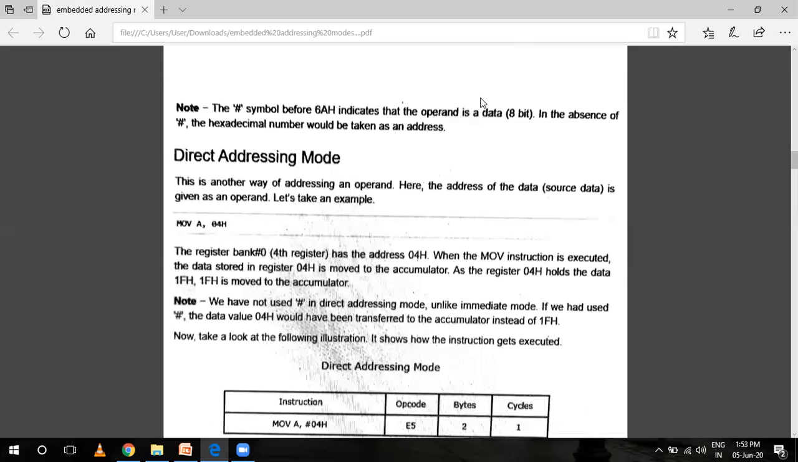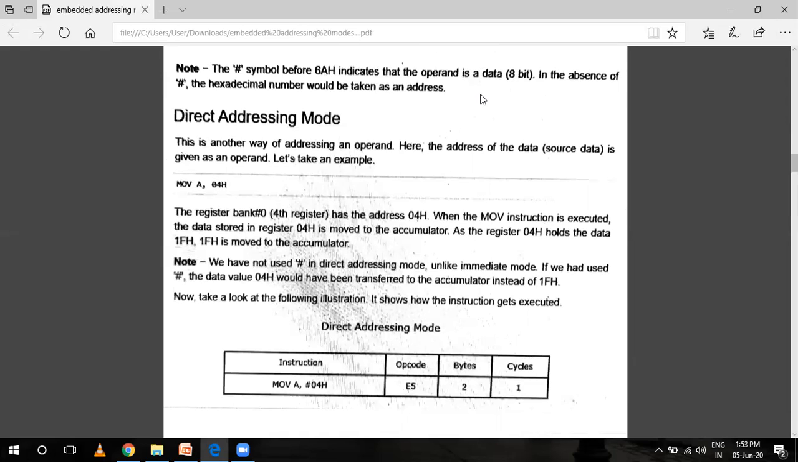Next is the direct addressing mode. This is another way of addressing an operand. Here the address of the data is given as an operand. Let us take the example MOV A, 04h, and register bank 0 has an address of 04h. When the move instruction is executed, the data stored in register 04h is moved to the accumulator. As register 04h holds the data 1Fh, 1Fh is moved to the accumulator.